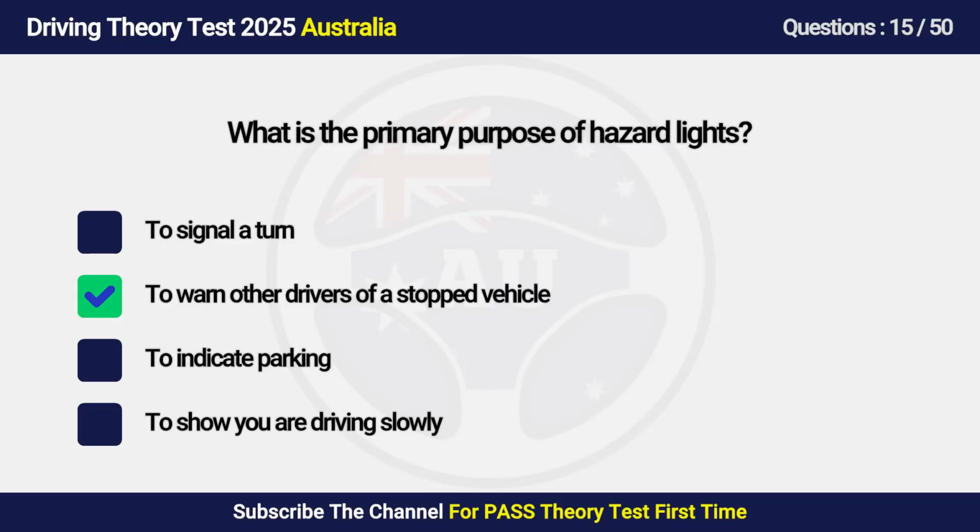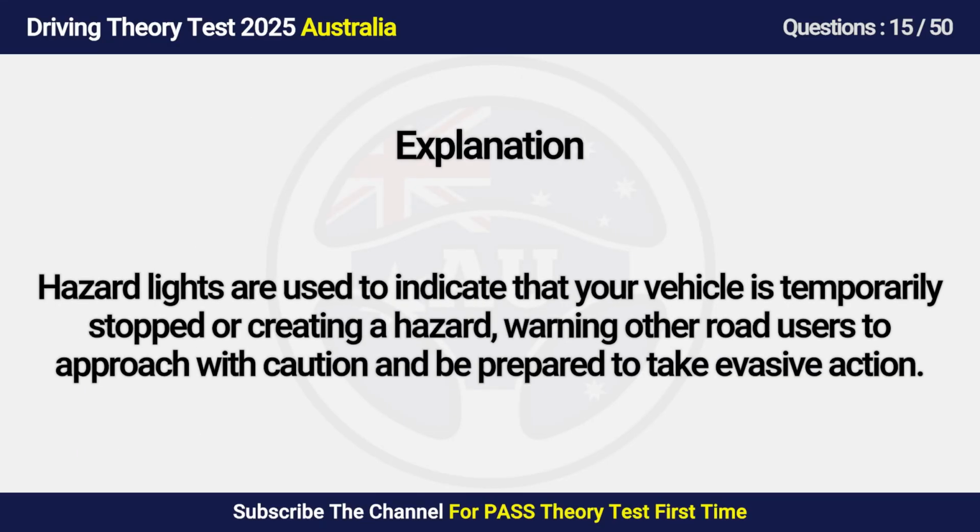Answer is B. To warn other drivers of a stopped vehicle. Hazard lights are used to indicate that your vehicle is temporarily stopped or creating a hazard, warning other road users to approach with caution and be prepared to take evasive action.